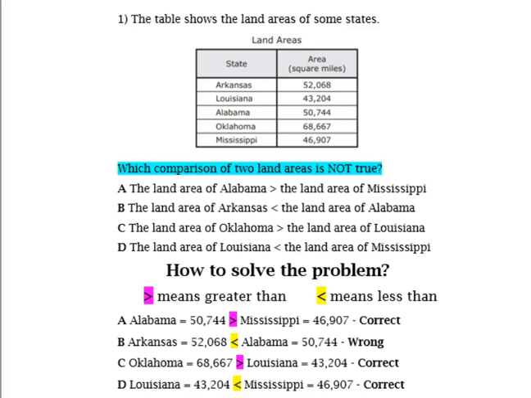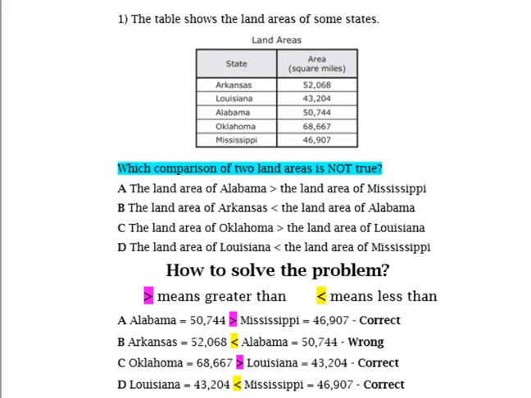For B, Arkansas, 52,068 is less than Alabama, which is 50,744. Well, let's think. Is 52,068 less than 50,744? It's not. So that comparison is wrong.